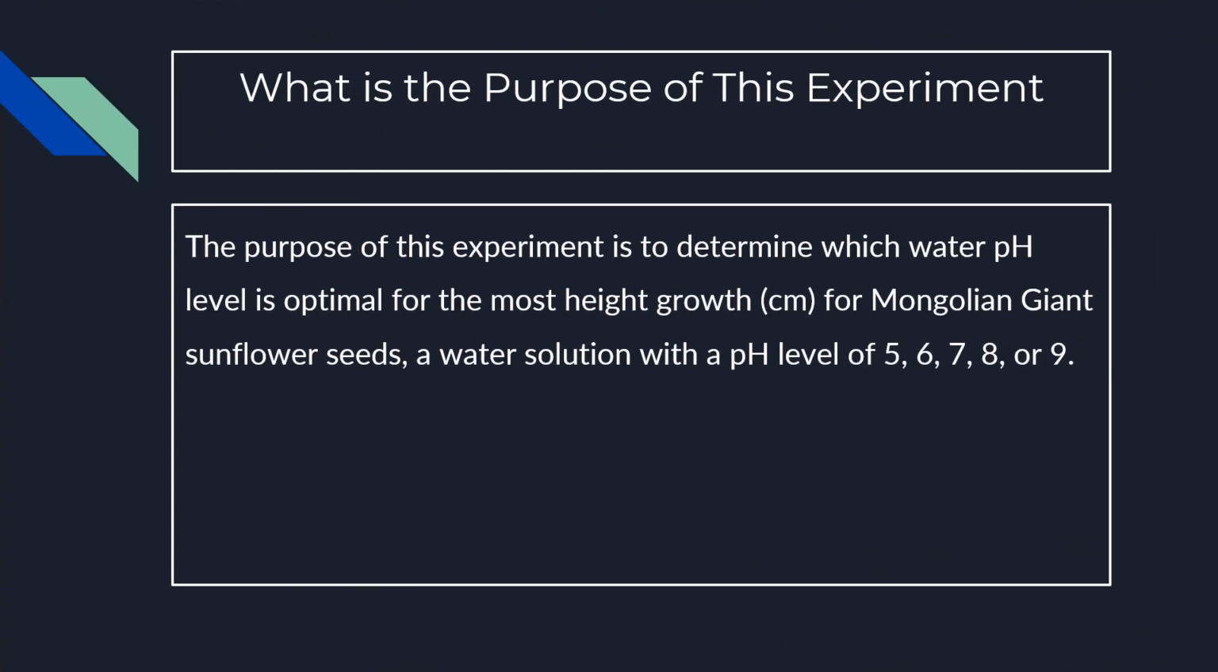The purpose of this experiment is to determine which water pH level is optimal for the most height growth for the Mongolian giant sunflower seeds, a water solution with the pH of 5, 6, 7, 8, or 9.